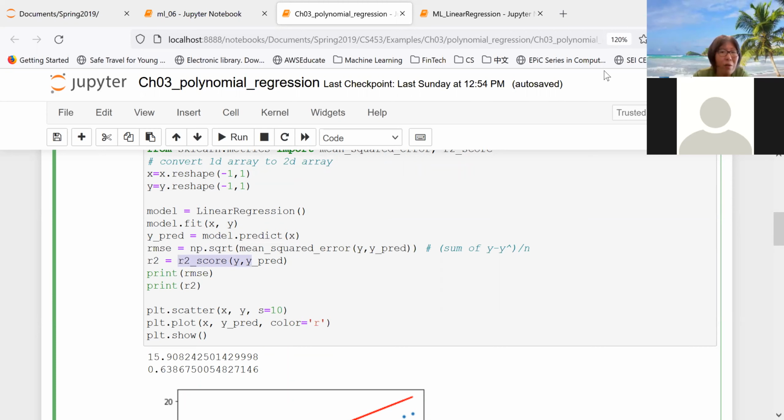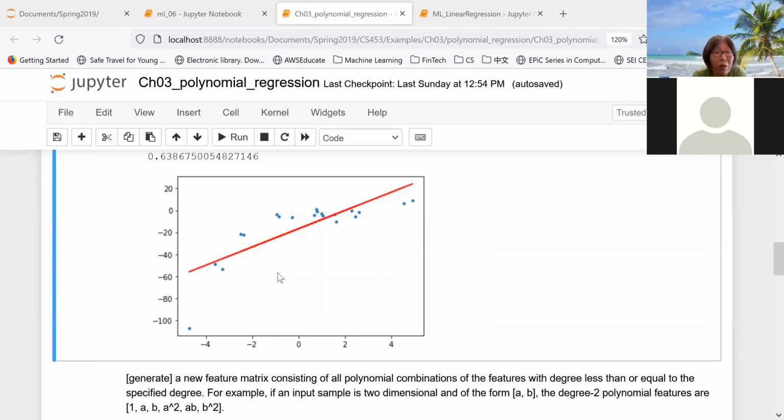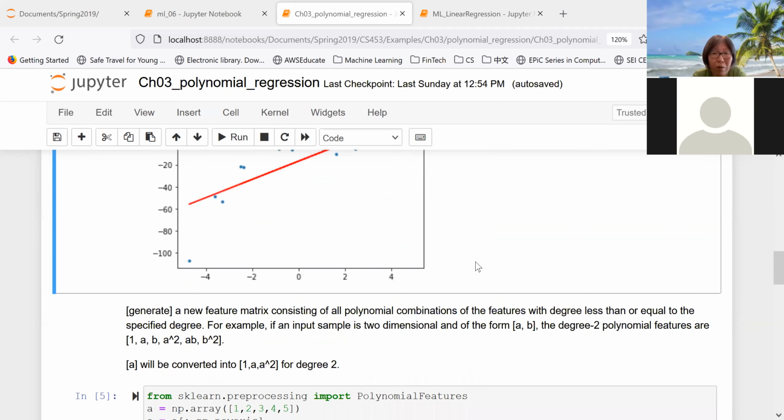Generally speaking, in statistics, if the R2 score is getting close to 1, that means it's better. Over here, it's just a little bit over 50%. So we can see that this simple linear regression is not a good model.